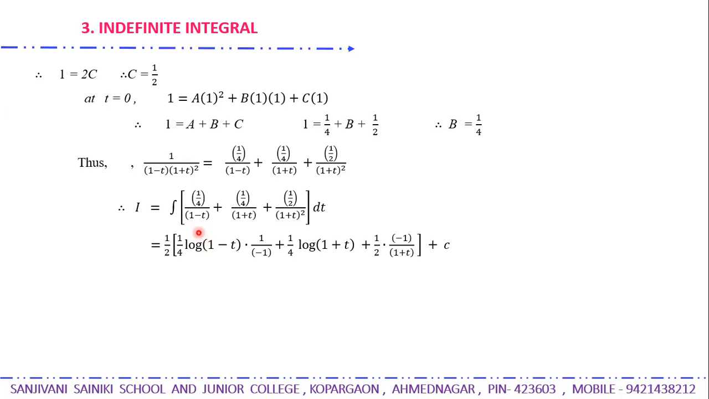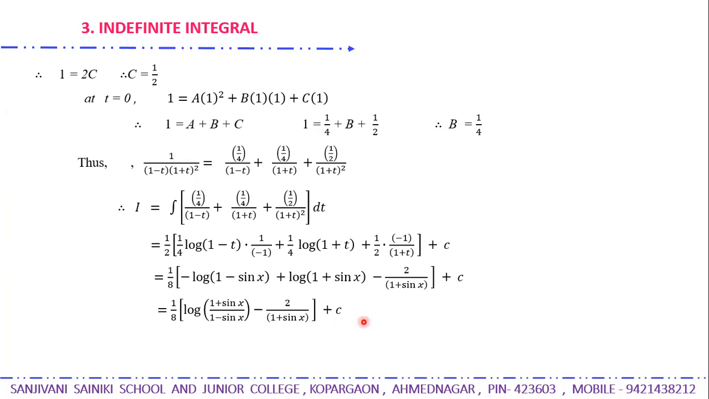1 upon ax plus b, its integral is log of ax plus b upon a. Using that formula, you will get the integral. Now here 1 upon (ax plus b) whole square, its integral is minus 1 upon (ax plus b). Now what is t? t is sine x. So this is the integral of the given function.